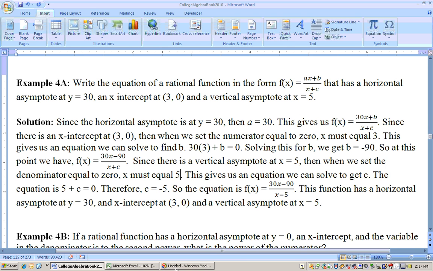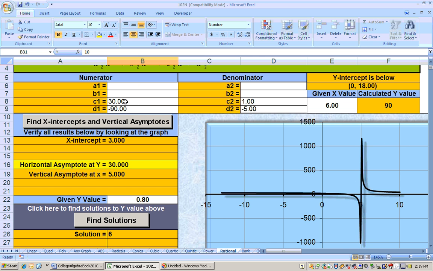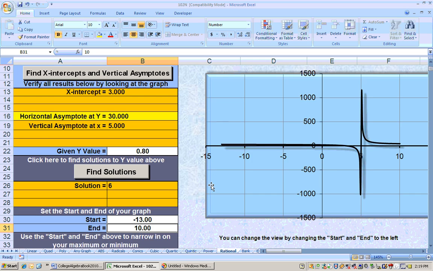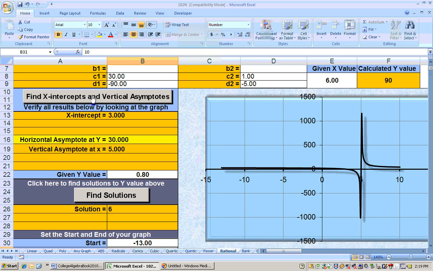Well, let's take a look at that. Okay, that equation was 30x minus 90 over x minus 5. So I put in my coefficients here, and I graphed it from negative 13 to 10. And what do I get? Well, I clicked on this button. You got to click on here to get your x-intercepts, and they're at 3. I got a vertical asymptote at 5 and a horizontal asymptote at 30. And I can see that here's my vertical asymptote right here at 5. That's where the graph goes vertical.